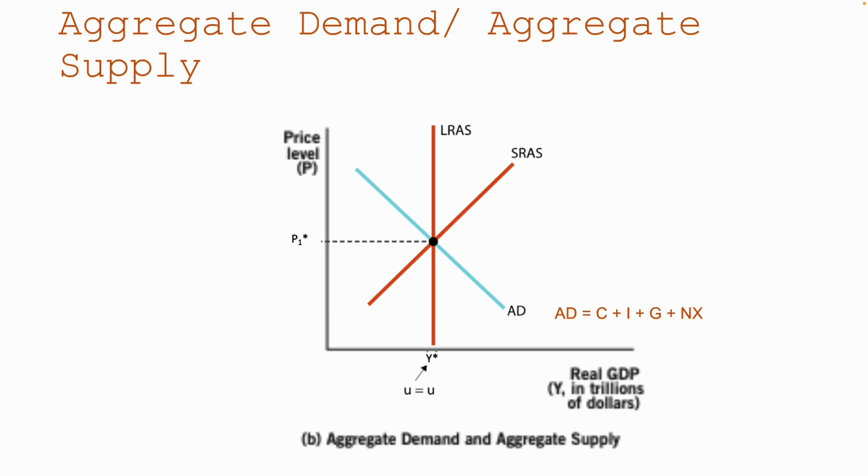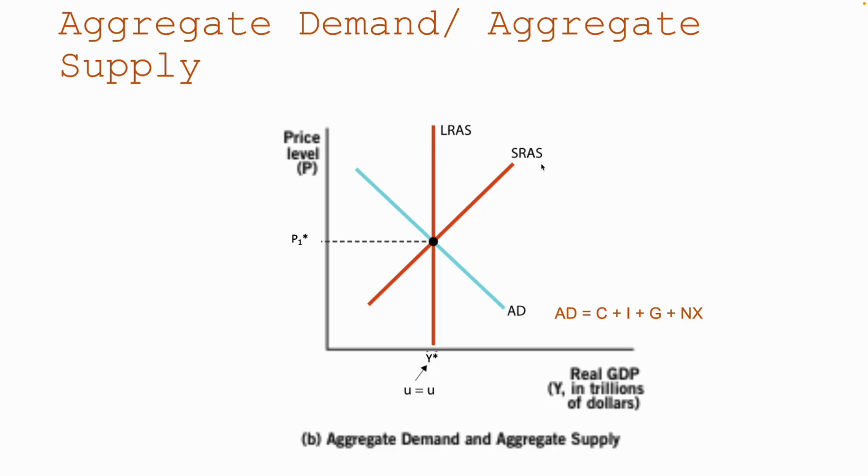So, just as a little bit of a recap, our nation's price level P, real GDP Y, and unemployment rate U are all determined as a result of something called a long run equilibrium, which is what we get when we combine our nation's demand for GDP, called aggregate demand, with our nation's supply of GDP, called aggregate supply, hence the name of the model.